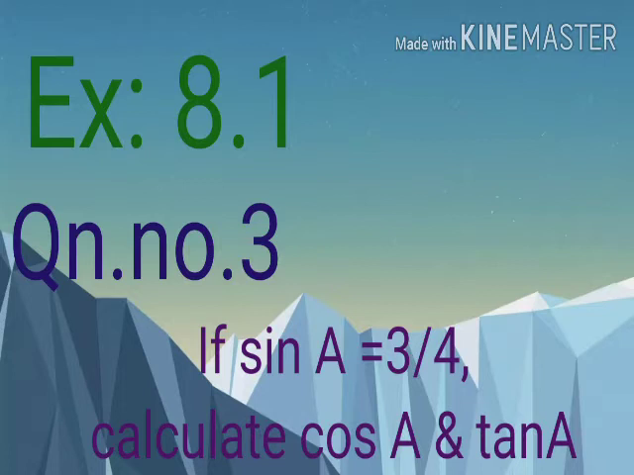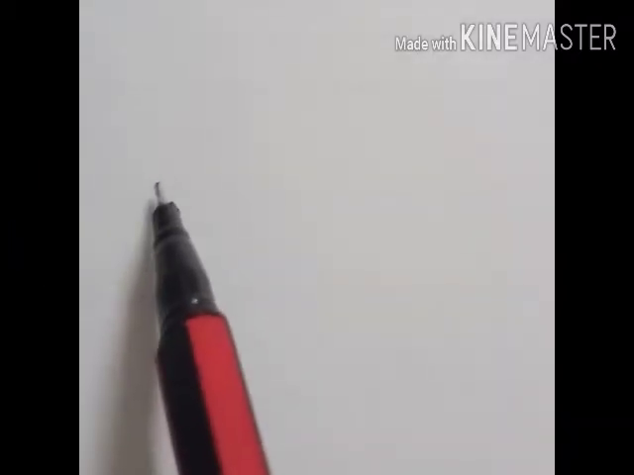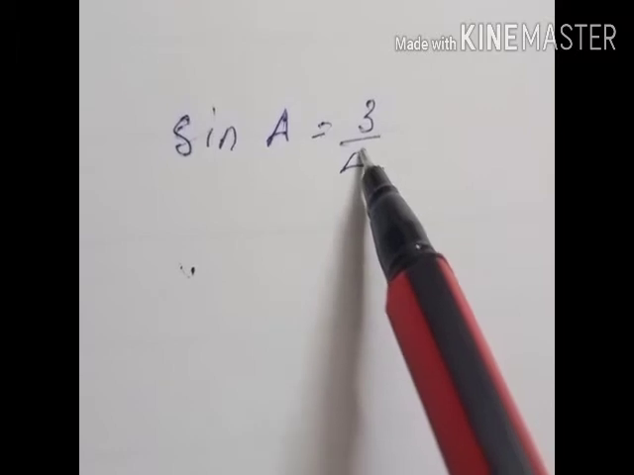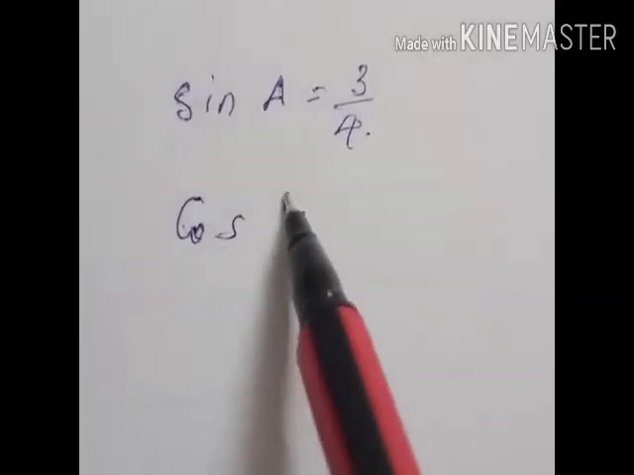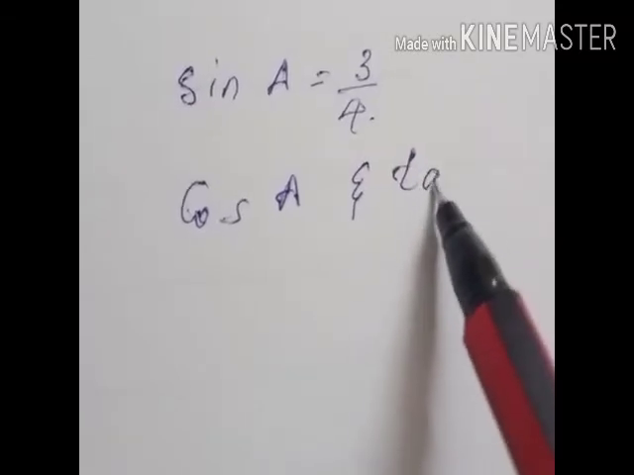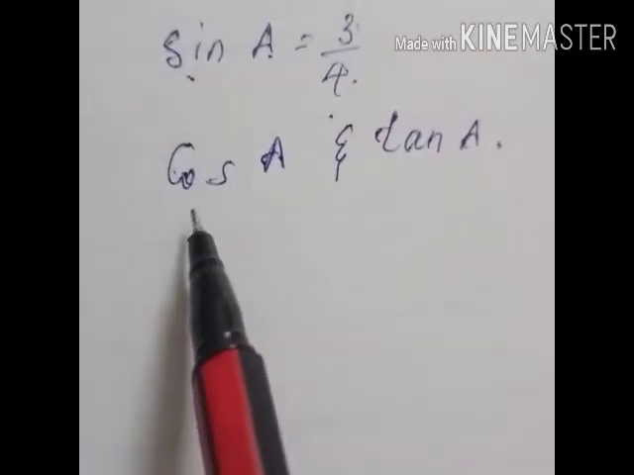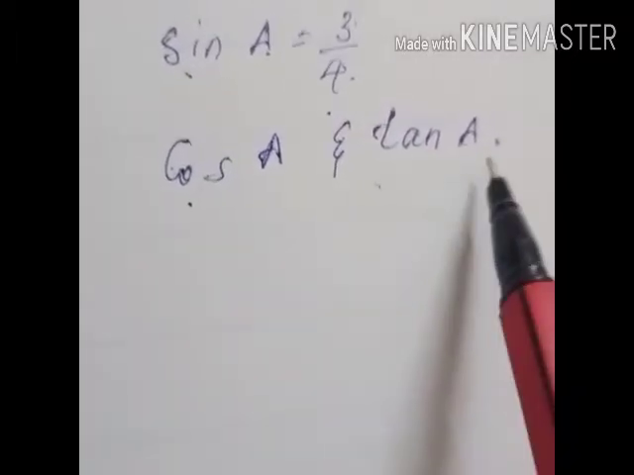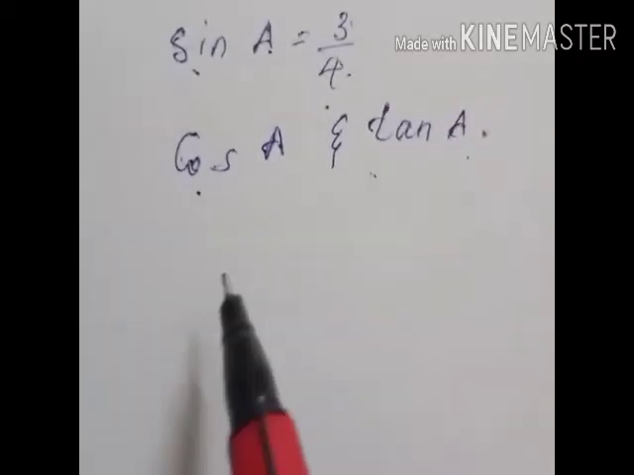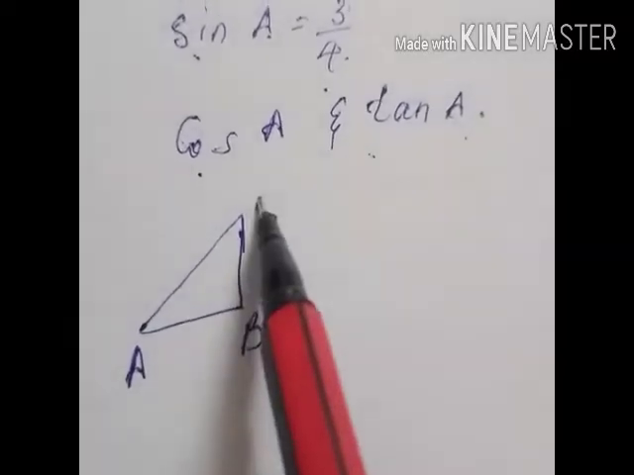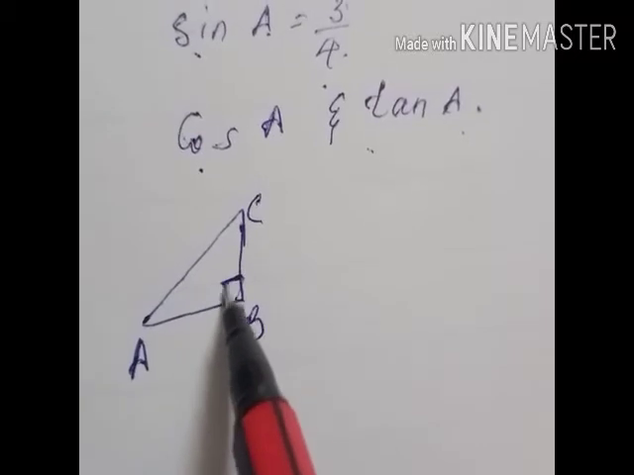Sin A is given as 3 by 4. Then calculate cos A and tan A. According to the question, the trigonometric ratio sin A equals 3 by 4, and we have to find the values of cos A and tan A. So first we can draw a right triangle ABC, right angled at B.